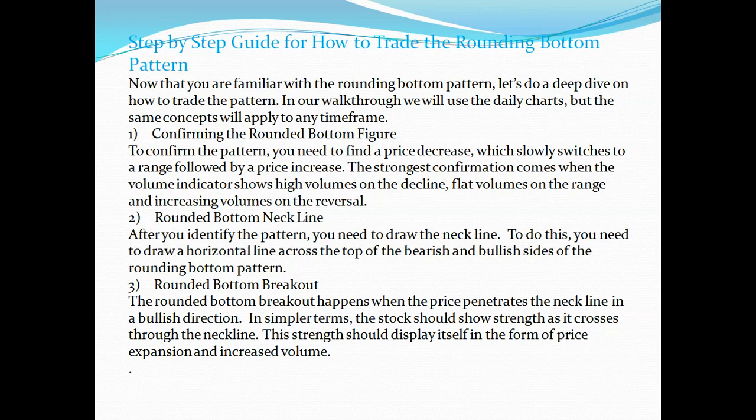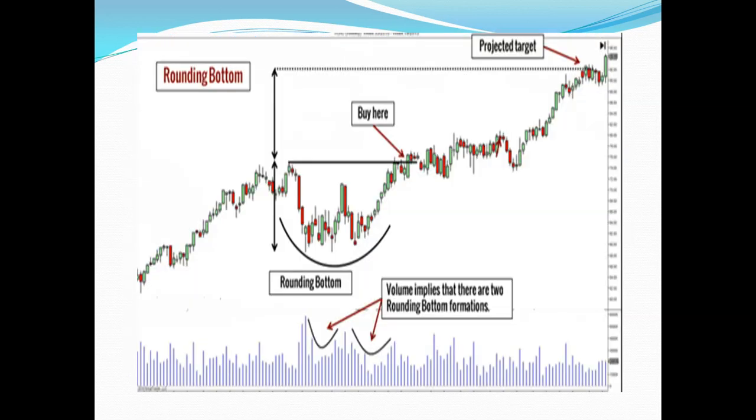The second step, the rounding bottom neckline. After you identify the pattern, you need to draw the neckline. To do this, you need to draw a horizontal line across the top of the bearish and bullish sides of the rounding bottom pattern. You see here, you draw a neckline. This is the rounding bottom pattern.